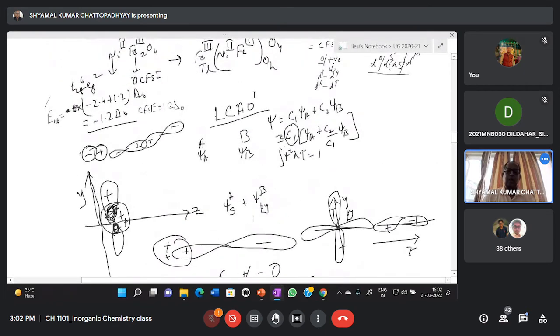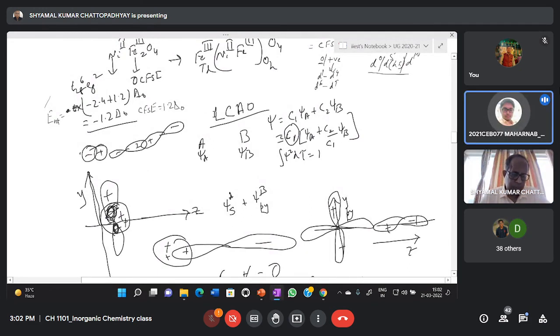This term, do you know what is LCAO? Sir, linear combination of atomic orbitals. Right. So you have learned the molecular orbital theory in your school days, and you have learned that LCAO is linear combination of atomic orbitals.